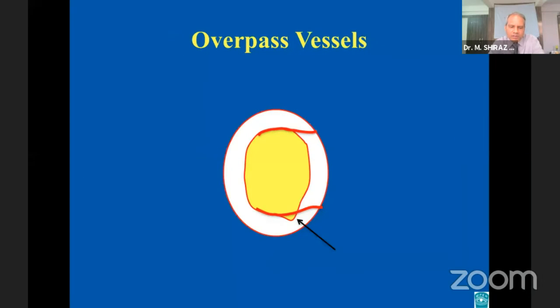Normally, the vessels run over the surface of the optic disc and the neuroretinal rim and then come out. A loss of neuroretinal rim takes away their posterior support, and they appear to hang over the optic disc and bridge the optic cup. So this is also known as overpass cupping.